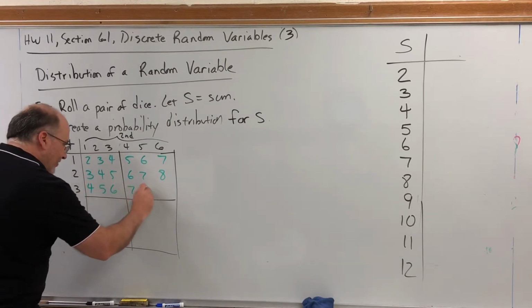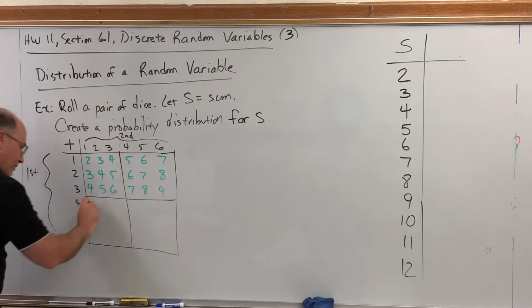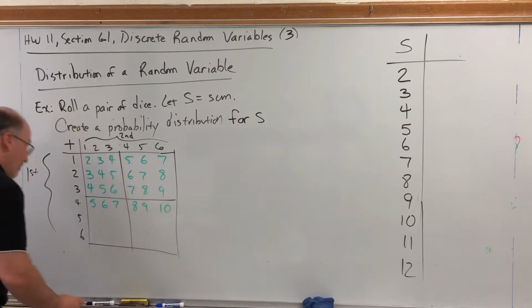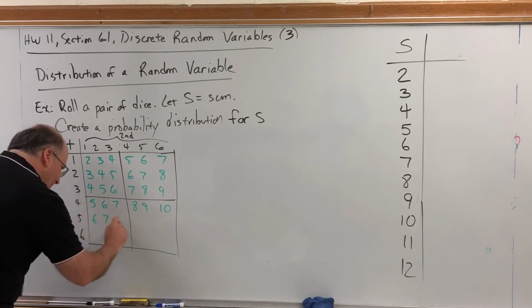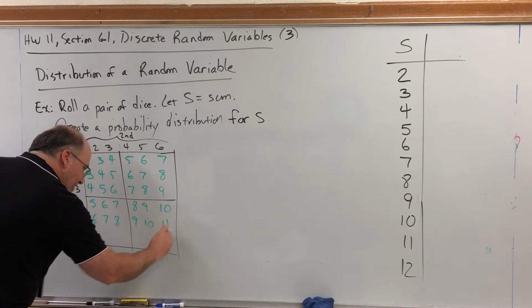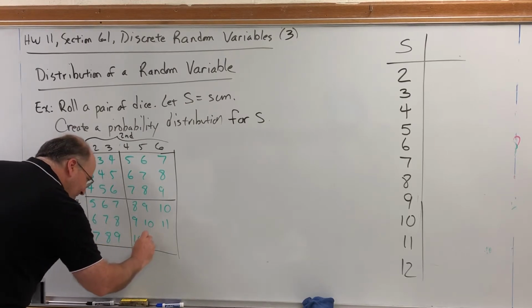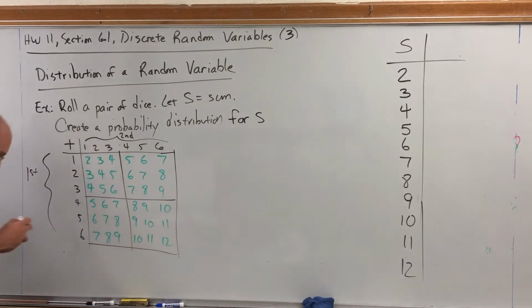4, 5, 6, 7, 8, 9 is the next row. 5, 6, 7, 8, 9, 10 is the next row. 6, 7, 8, 9, 10, 11 is the next row. 7, 8, 9, 10, 11, 12 is the final row.